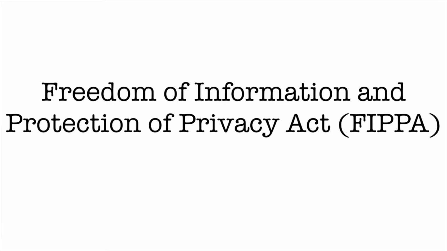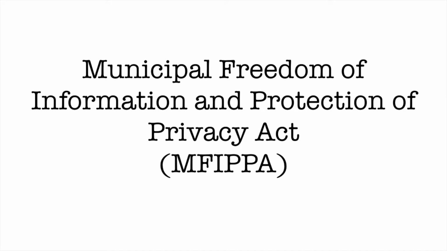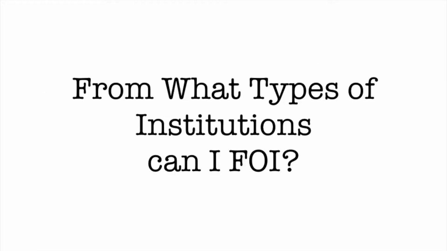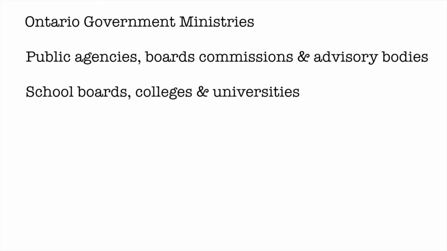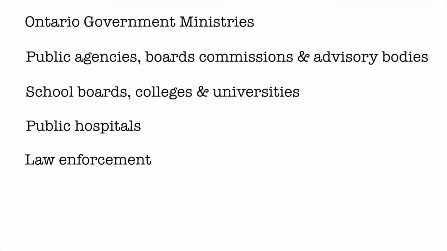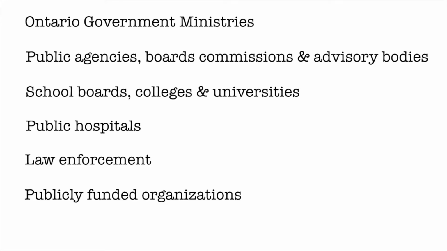There are two acts which govern access. These include the Freedom of Information and Privacy Act, FIPA, and the Municipal Freedom of Information and Protection of Privacy Act, MFIPPA. You can FOI from the following types of institutions: Ontario Government Ministries, public agencies, boards, commissions and advisory bodies, school boards, colleges and universities, public hospitals, law enforcement, publicly funded organizations such as museums and libraries, and municipalities.